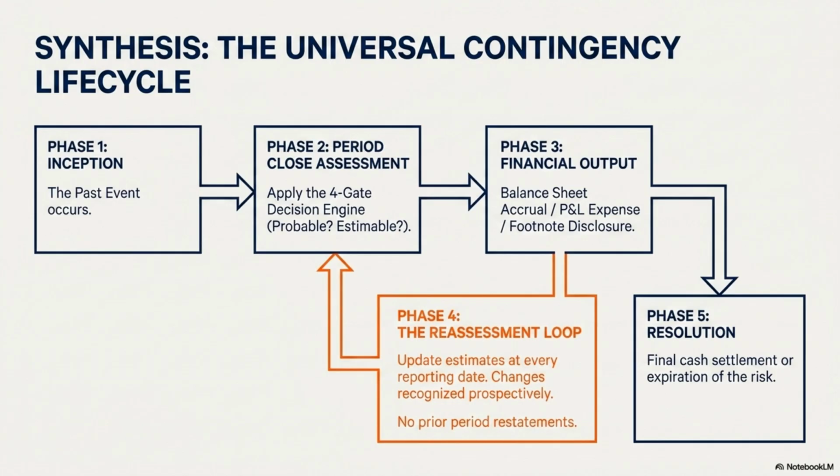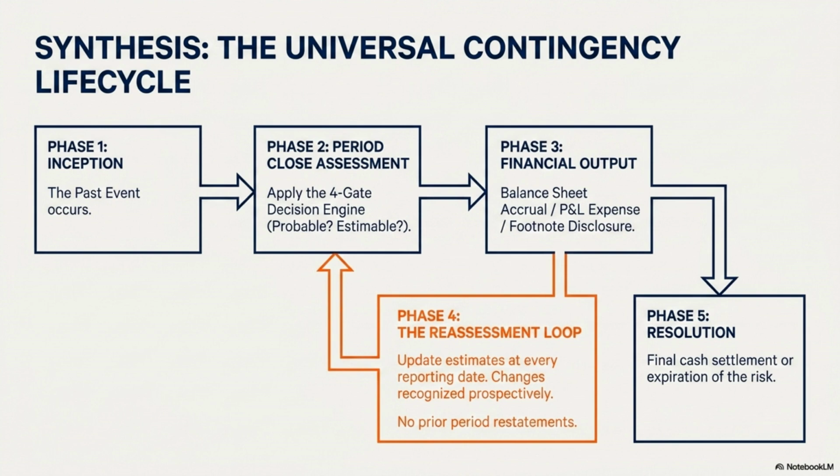Phase 3, financial output. Balance sheet accrual, income statement expense, and footnote disclosure, reflecting whatever the decision engine produced. Phase 4, highlighted in orange because it is where most teams cut corners, the reassessment loop. This is not a one-time exercise. At every reporting date, you return to Phase 2 with fresh information. Has the probability changed? Has a better estimate emerged? Has new evidence appeared in the subsequent events window? Changes in estimates are recognized in the current period, prospectively, no prior period restatements. The arrow loops back to Phase 2 because the cycle does not stop until resolution.